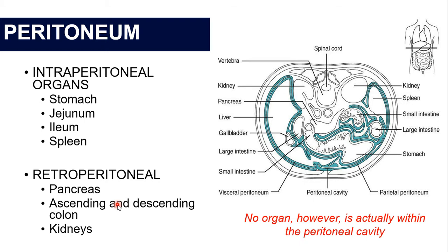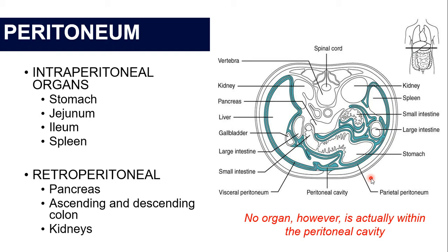Next, on the other hand, we have the retroperitoneal organs. So these organs lie behind the peritoneum and are only partially covered with visceral peritoneum. So mostly, actually, retro or posterior to the peritoneum. Okay? So again, these are your pancreas, ascending and descending colon, and of course the kidneys. So you can actually see it here in the picture.